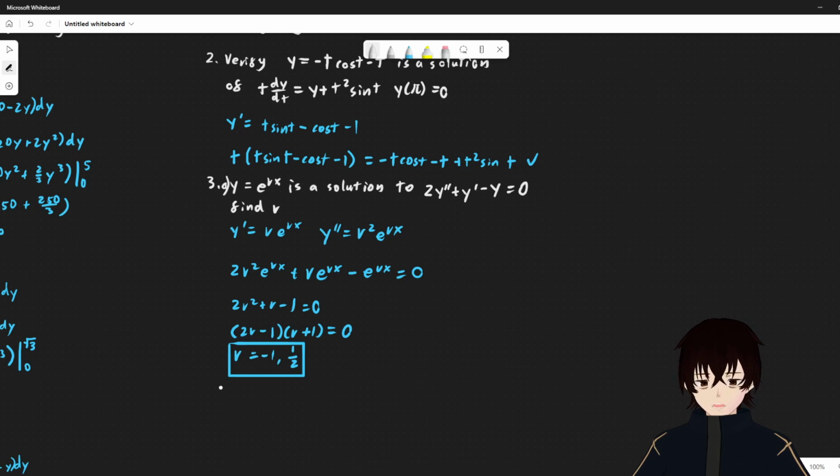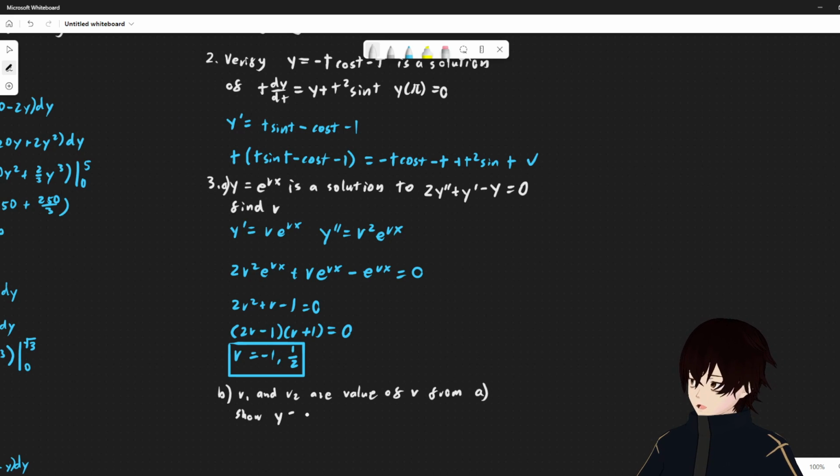But that's just part A. There's also part B, which says if r1 and r2 are the values of r as found in part A, show that every member of the family of functions y equals A times e to the power of r1x plus B times e to the power of r2x is also a solution.